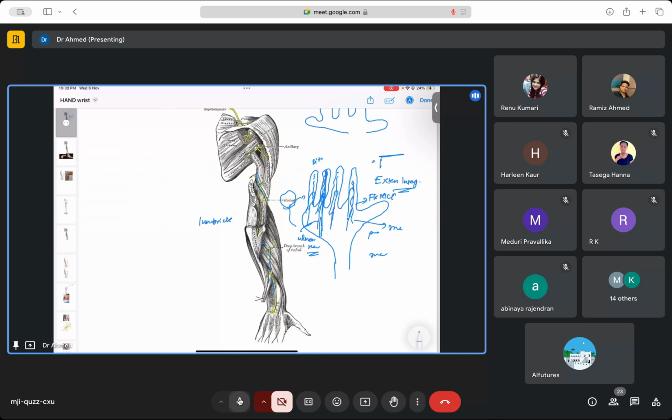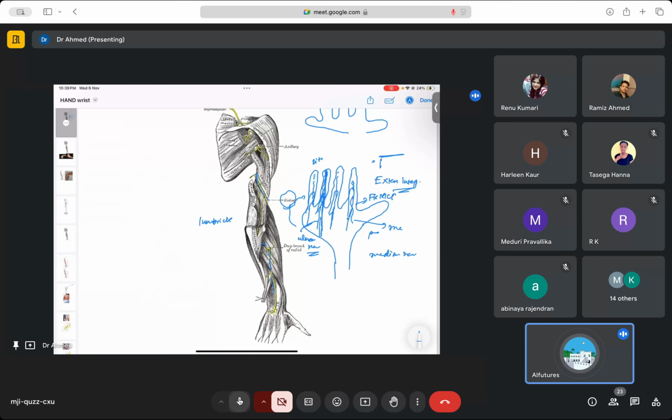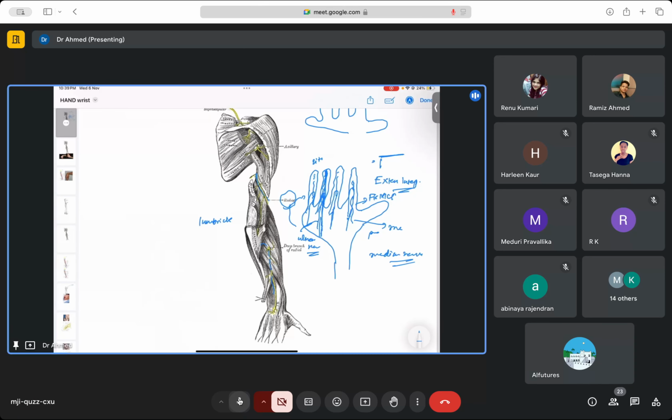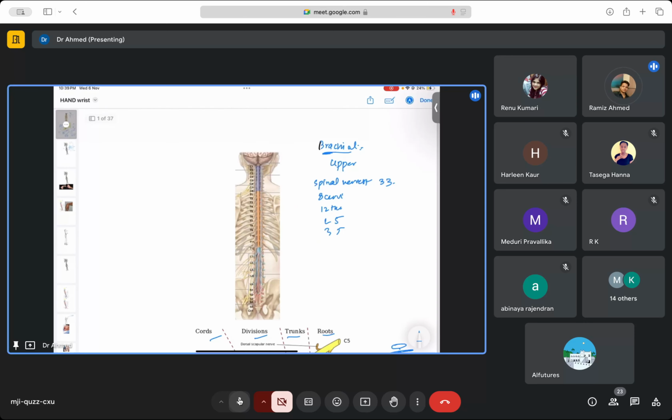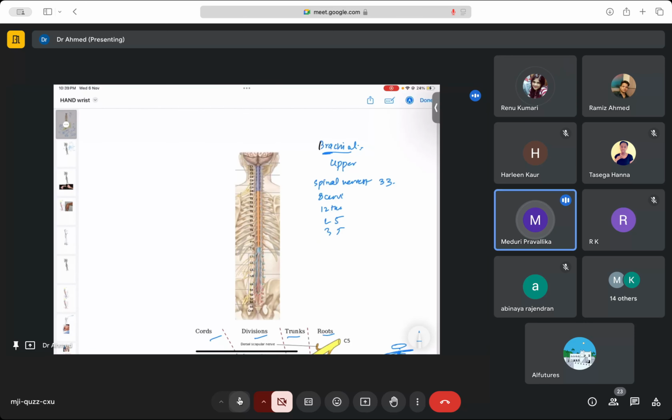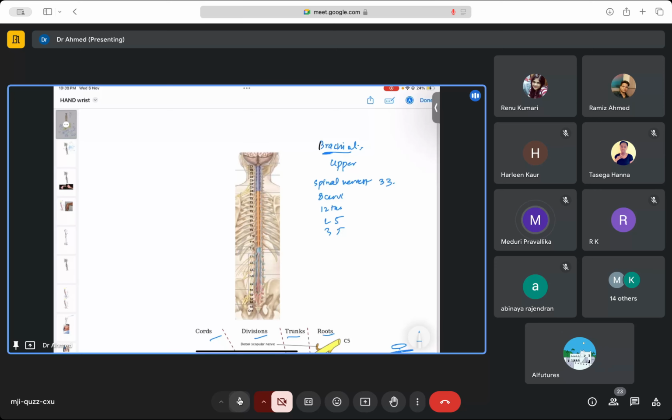Now tell me about the median nerve, please. What is the motor supply of the median nerve? The thenar muscles, and the lateral two lumbricals.